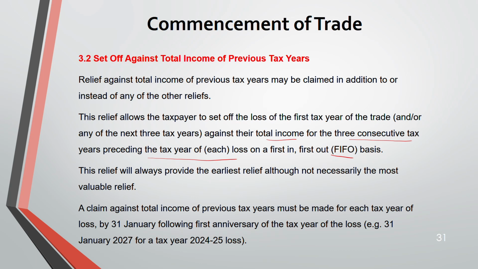Then, a claim against total income of the previous tax year must be made for each tax year of loss. When? By 31st Jan following the first anniversary of the tax year of loss. Let's say for the 2024-25 loss, by 31st Jan 2027. Always 31st Jan, first anniversary of the tax year of the loss year. First anniversary means 12 months from that year.